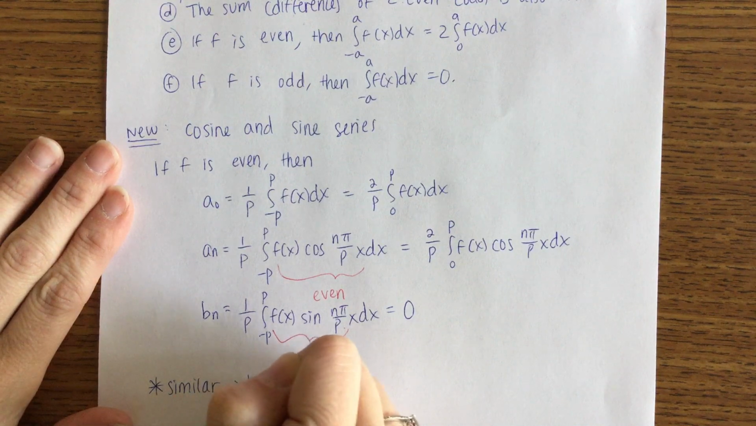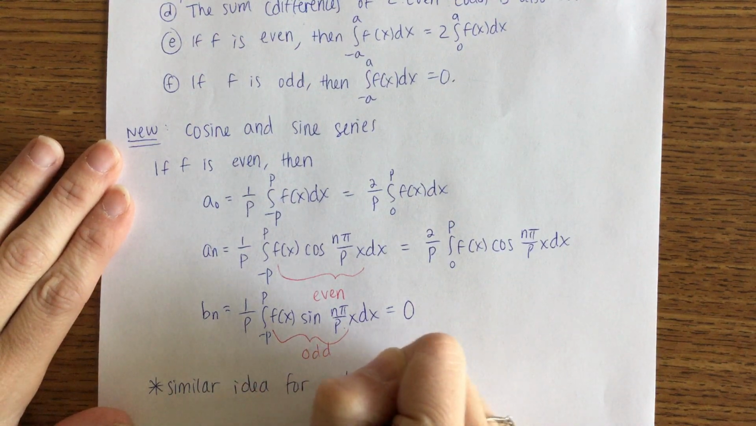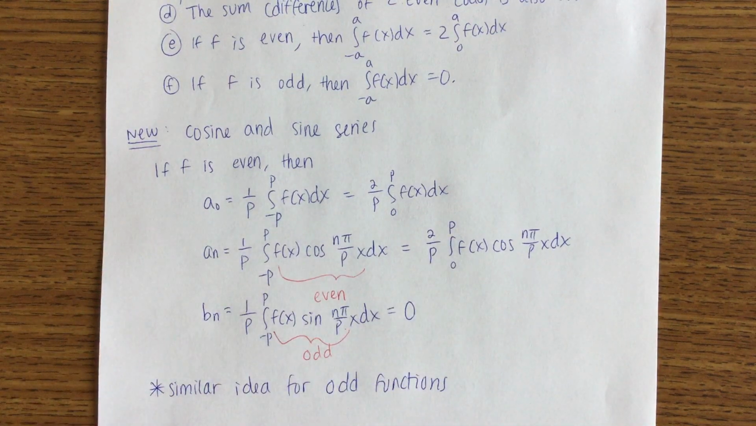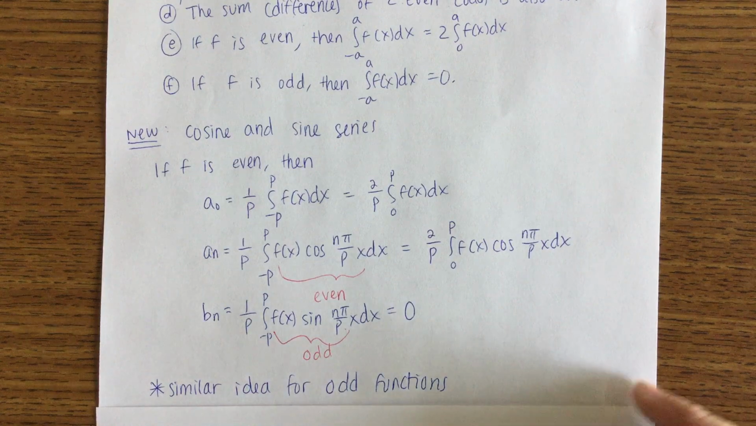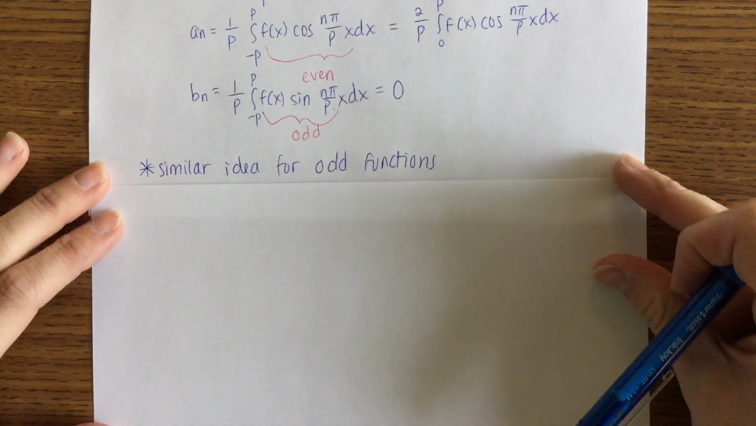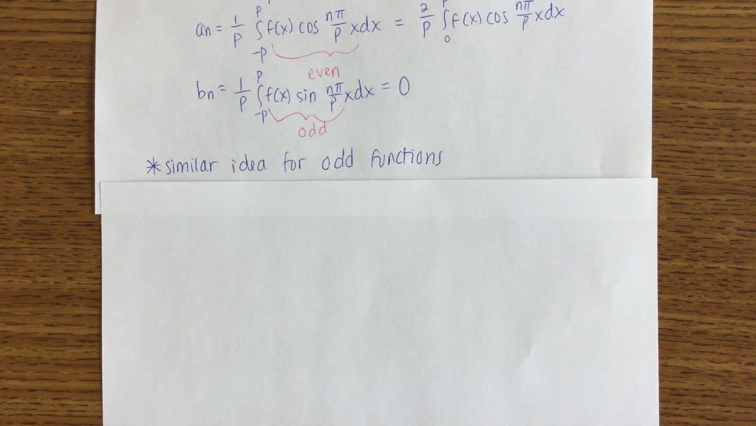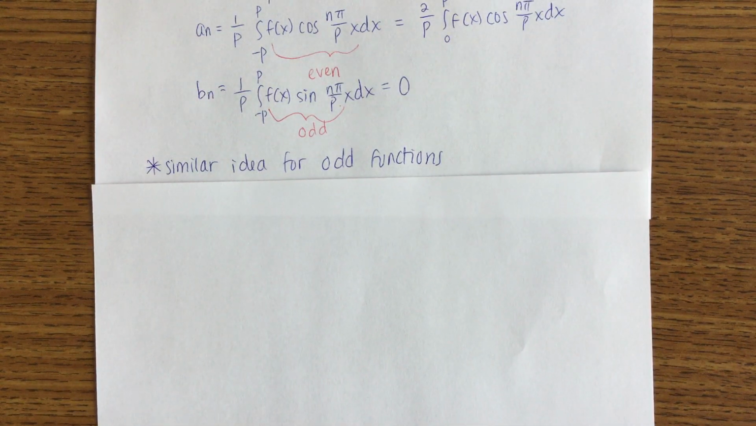This is a similar idea for odd functions. We're not going to go through deriving, and I'm just going to tell you what the result is for an odd function. Part of your homework is going to be identifying even and odd functions. Do you guys think that you're okay with that? This is if f of x is even, right? Correct.